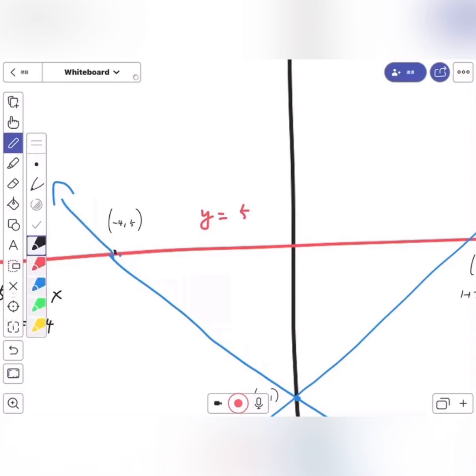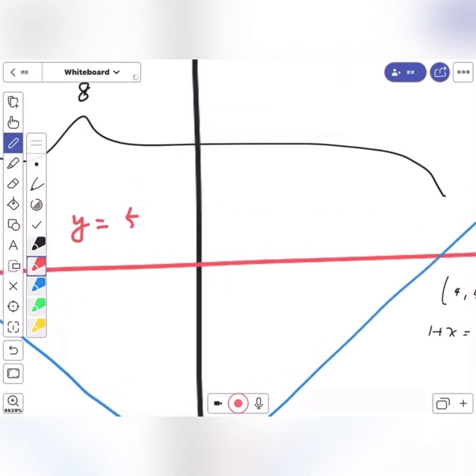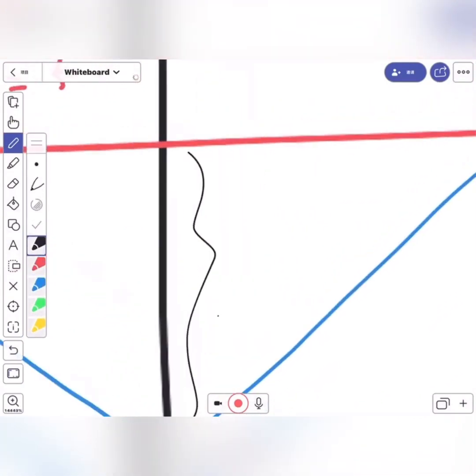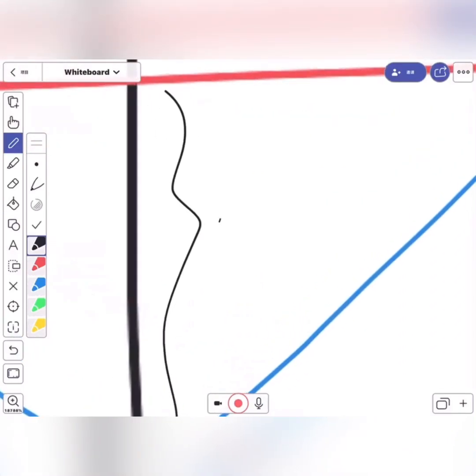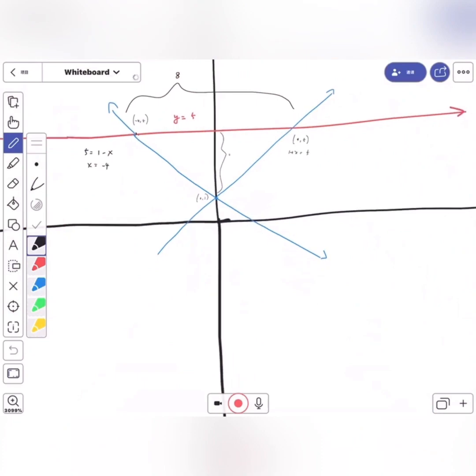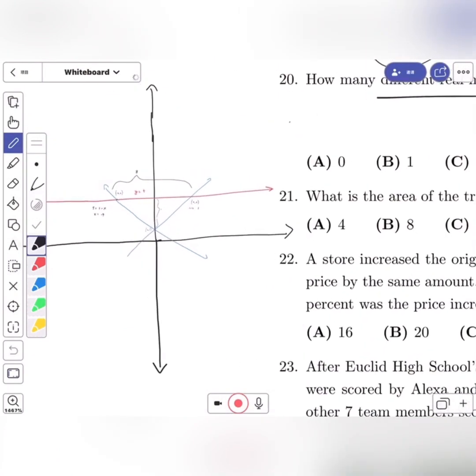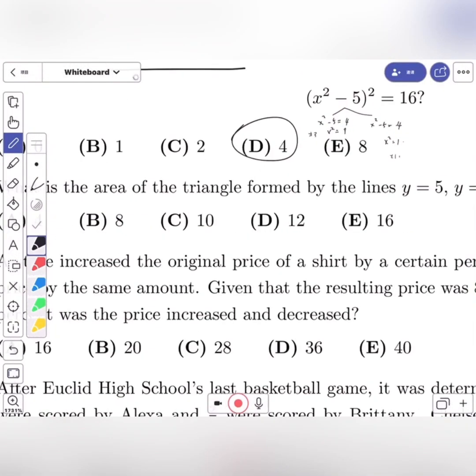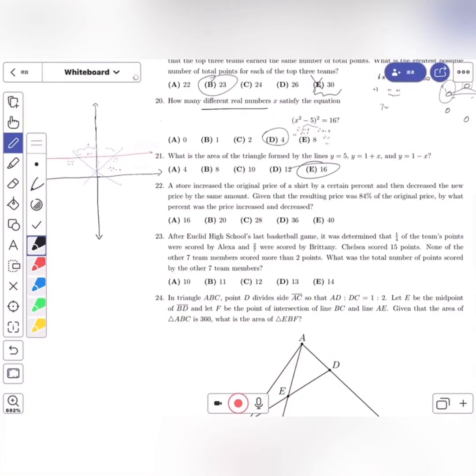So this base is 8, and this height over here is going to be 5 minus 1, which is 4. So basically, this is our triangle, and our area will just be 8 times 4 over 2, which is just 16. And that will give us our answer choice, E. Okay, now let's go on to number 22.